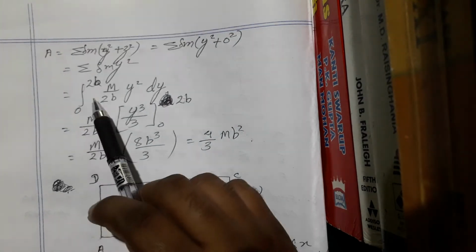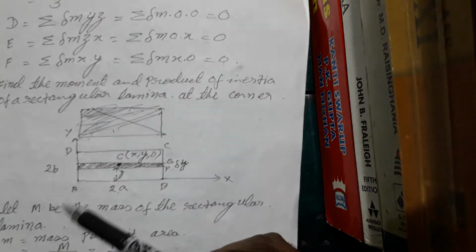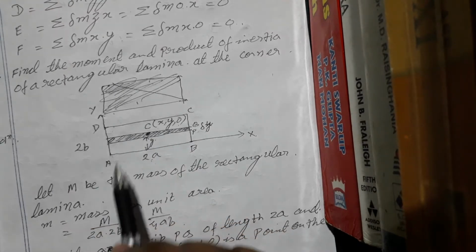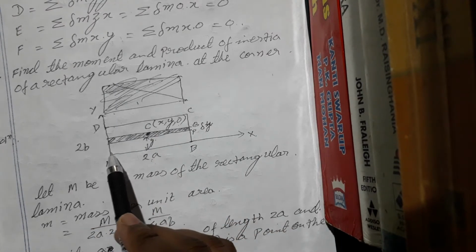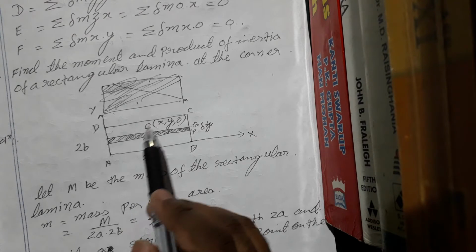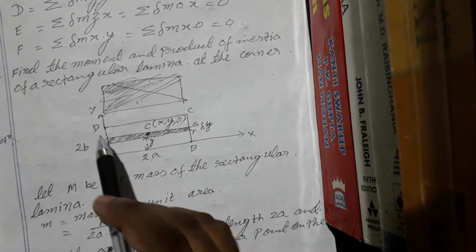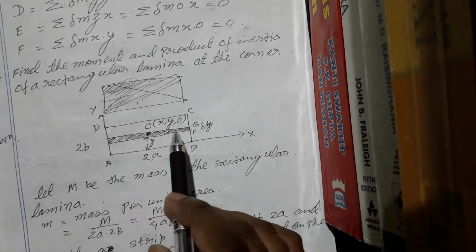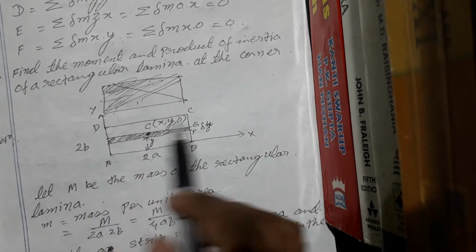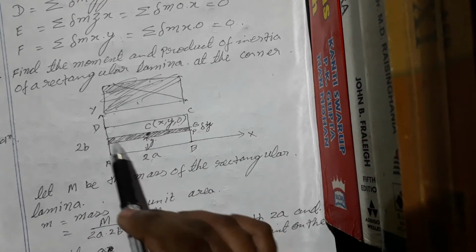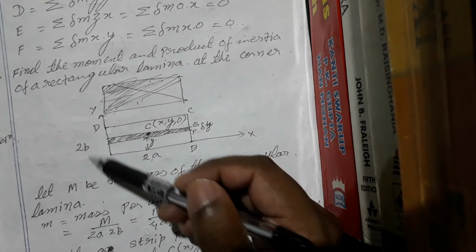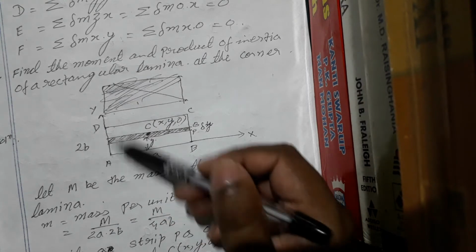Now how to find the limit of this? So let us go back to the diagram. To find the limit, you see here we are considering a small strip parallel to the x-axis. If we divide the whole rectangle into strips, the strips will be along the y-axis, that is, the length will go along the y-axis.